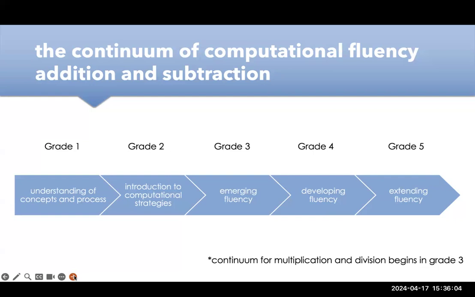Again, a reminder that the language in these computational fluency continuums that you see in the curriculum at grade 3, 4, 5, and then 5, 6, 7, the language of emerging, developing, and extending came far before the proficiency scale that we're now using. So they're slightly different in terms of what is meant by them.